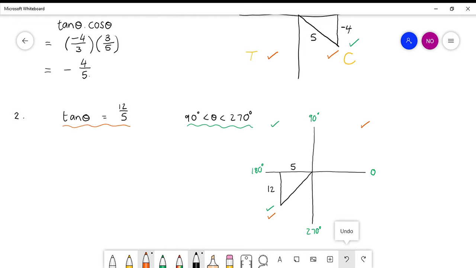That's not right. What do I need? Both these values are negative in the third quadrant. That's why you get to a positive value again.